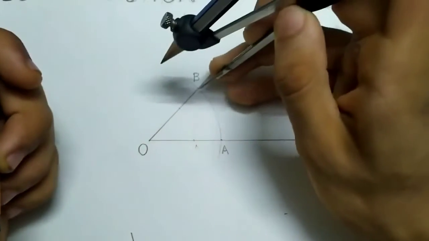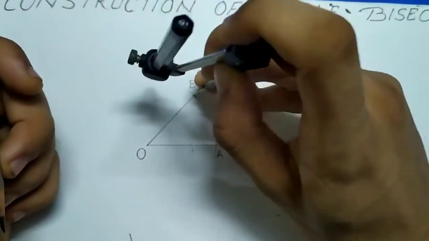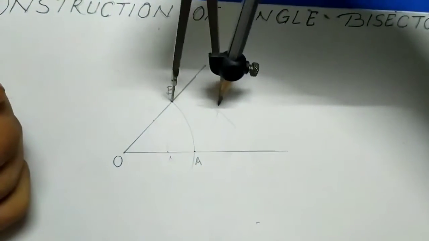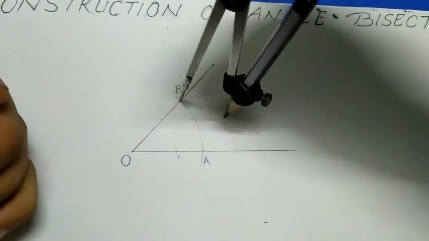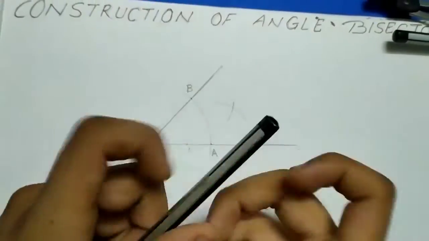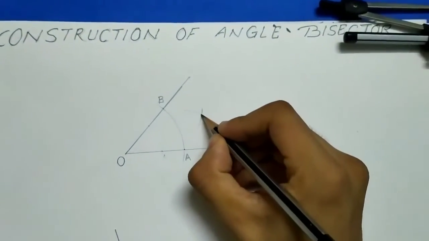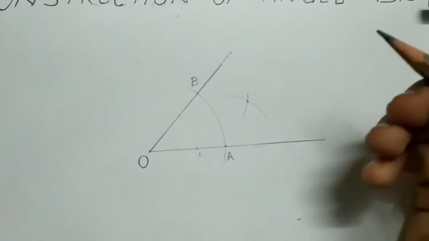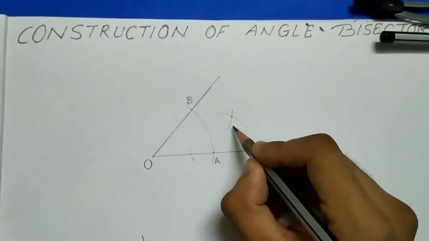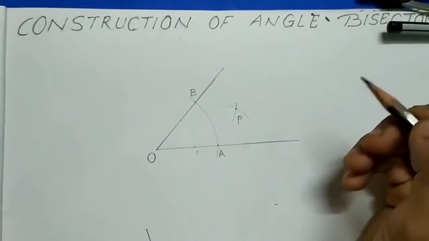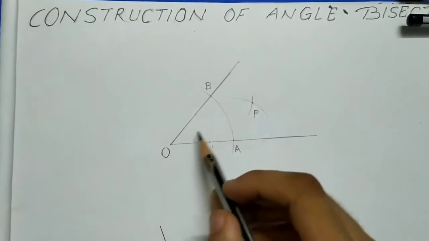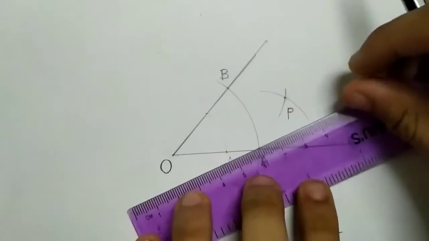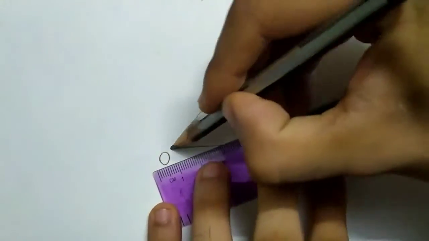And we do the same thing at B. Place the tip at B, draw the arc, there you go. So mark this point where these two arcs meet. You can call this any point. Let me call this point P, and then join P and the vertex O. So just join them.